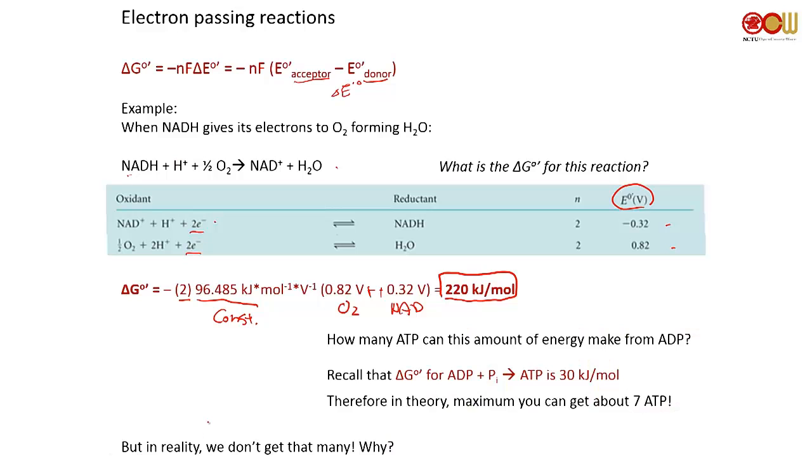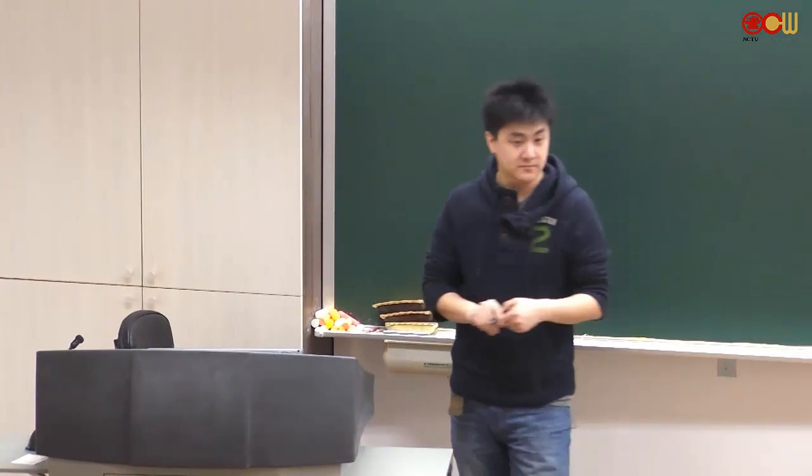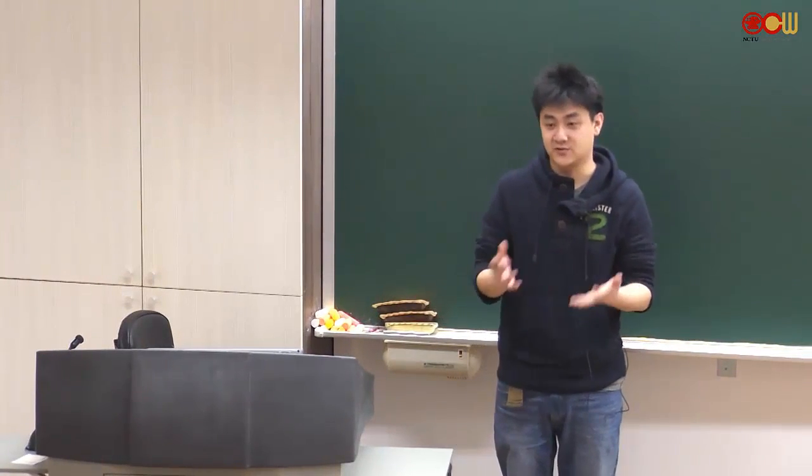But obviously we don't. In reality, we don't do that. You can think about why. What do you think? Because if you conserve all of that 220, you will reach equilibrium. So that's not a favored trait.